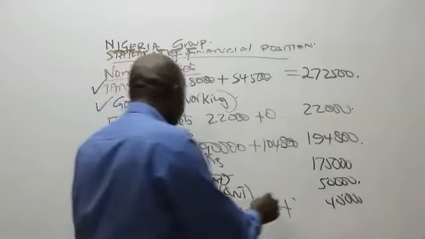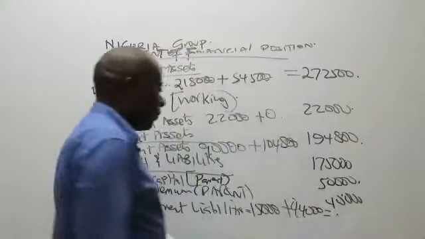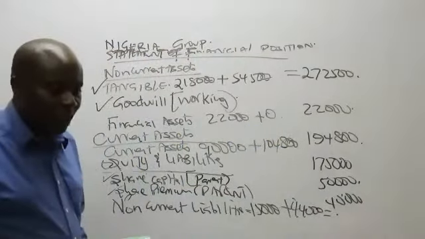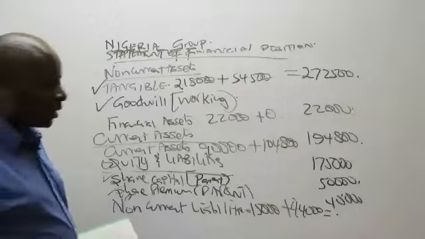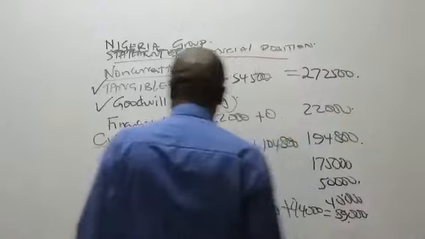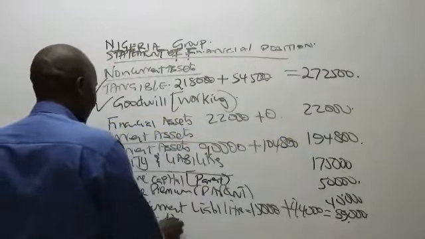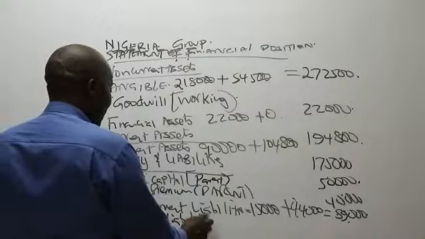So you are telling me the current liability was 44,000. Please add for me, give me this. 15,000 plus 44,000 gives me how much? 59,000. Thank you very much. Now, the last one is the current liabilities.